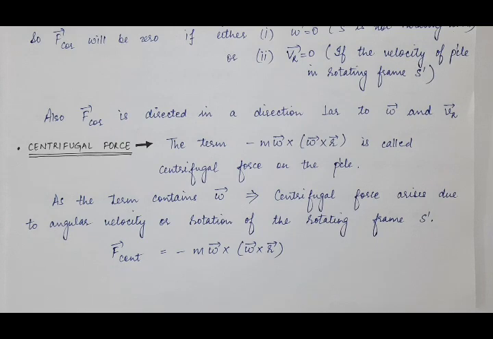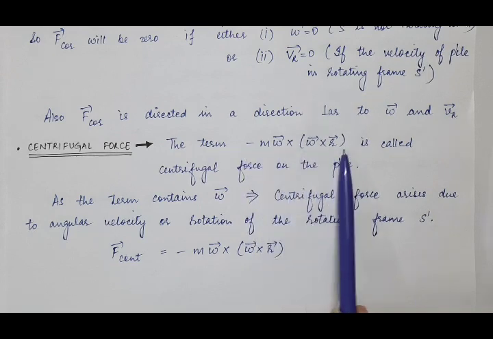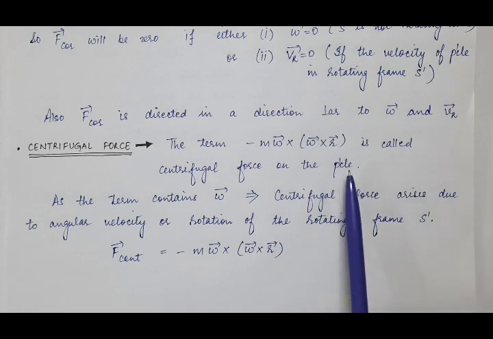The centripetal force, if any particle is in rotational motion, then the direction of centripetal force is towards the center or towards the axis of rotation. But the direction of centrifugal force is always outwards, away from the axis of rotation. And the magnitude of centripetal force and centrifugal force is equal. So as this term contains a negative sign, it means this term is representing centrifugal force acting on the particle. And this particle is present in rotating frame of reference S dash.